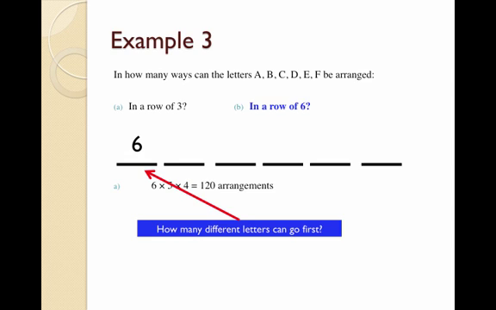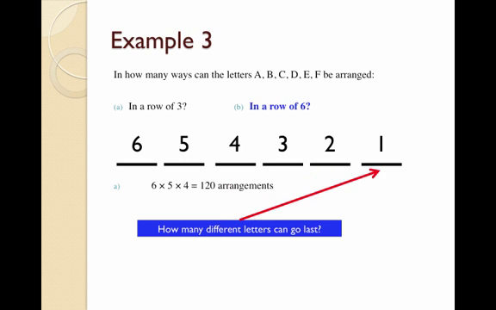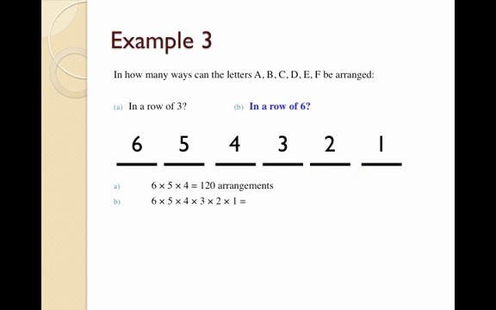There are 6 different letters that can go first. Once we've chosen the first, we then have 5 letters remaining, and then 4, and then 3, 2, and 1. We multiply all of these together to get an answer of 720 different arrangements. So there are 720 different ways of ordering 6 letters in a row from a possible 6 letters.